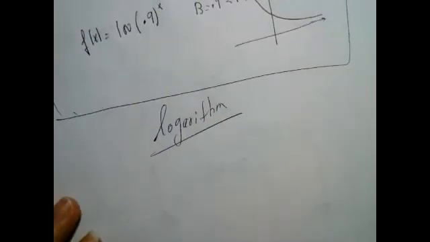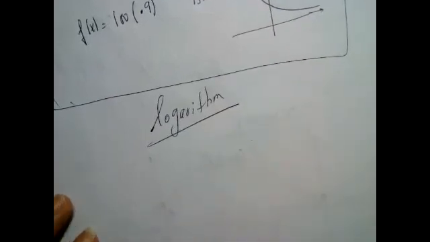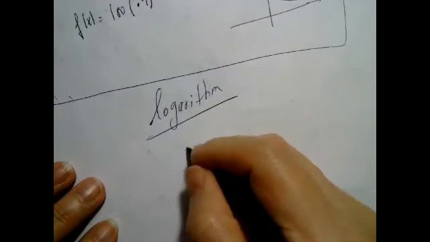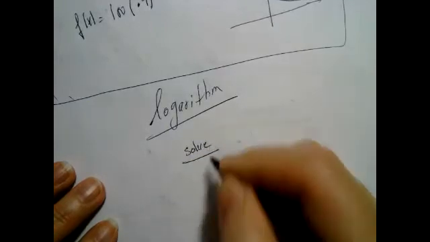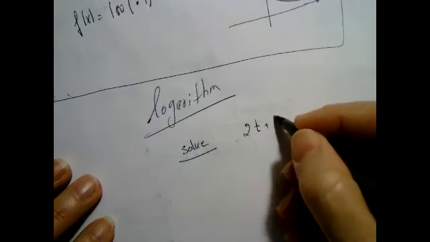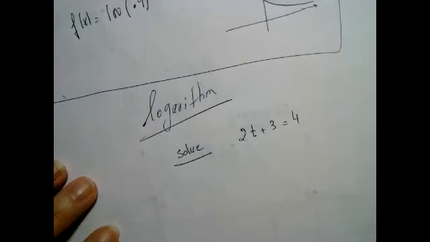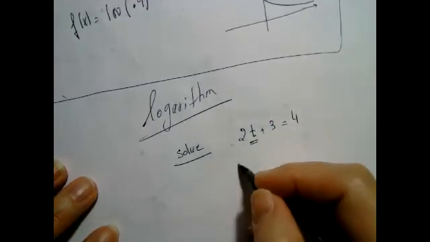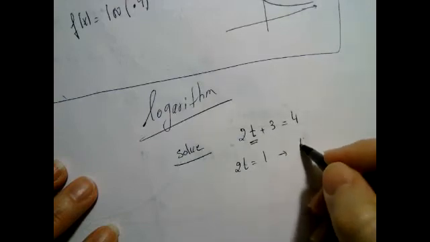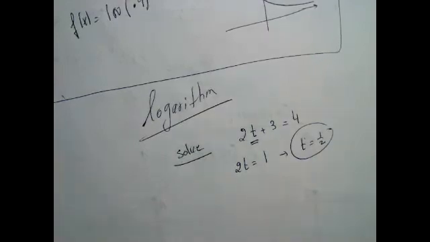Before I start defining it, let's see what the goal of this section is. I mean, why we're learning it. We're learning it for the following problem. If I tell you to solve 2t plus 3 equals 4, it's a very easy problem. We know how to solve it. We need to isolate the t. So this is equal to 1. I divide, t equals a half. So solving this problem wasn't hard.